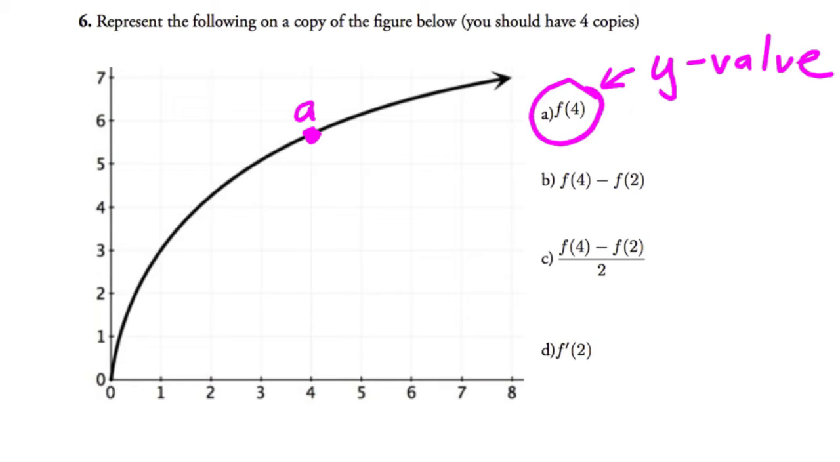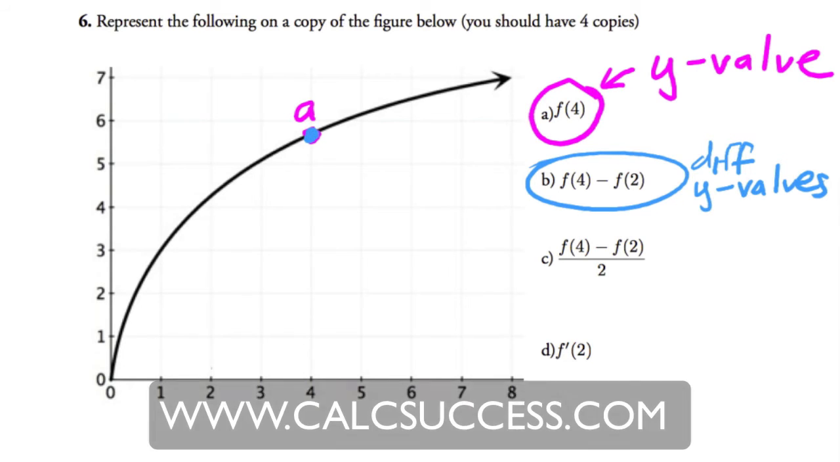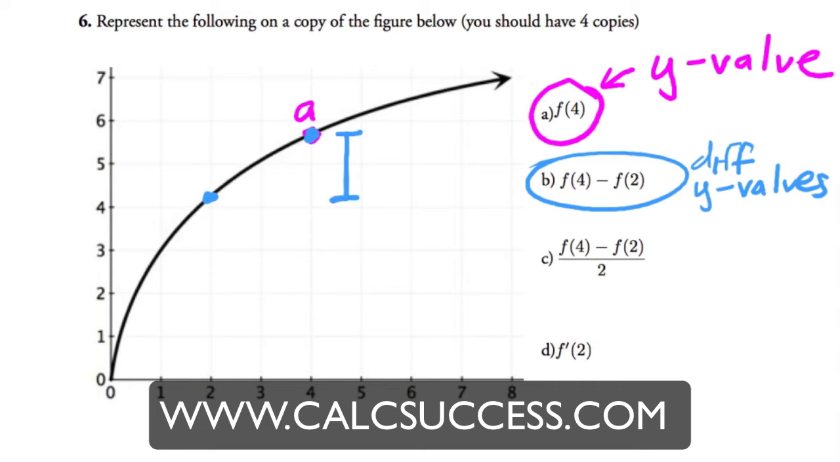Okay. Then f of 4 minus f of 2, that's again a y value, but that's the difference of two y values. So if I'm going to describe that right here, that's going to be f of 4, which is this guy, minus f of 2, which is right here. So this distance from this point to this point, the vertical distance, this is b. That's f of 4 minus f of 2.